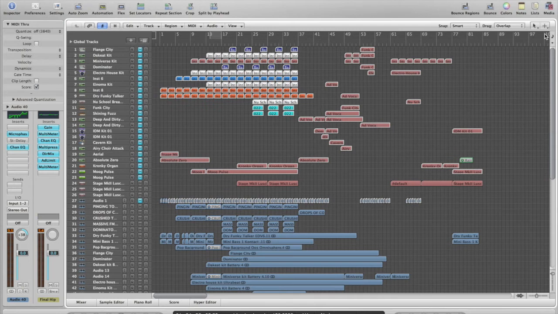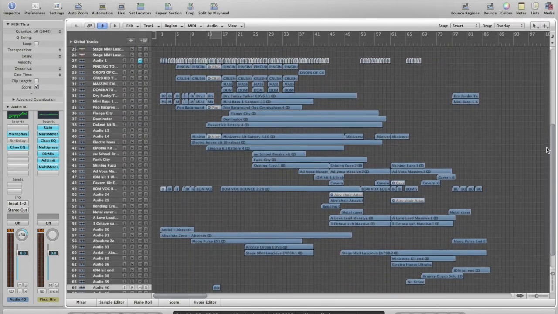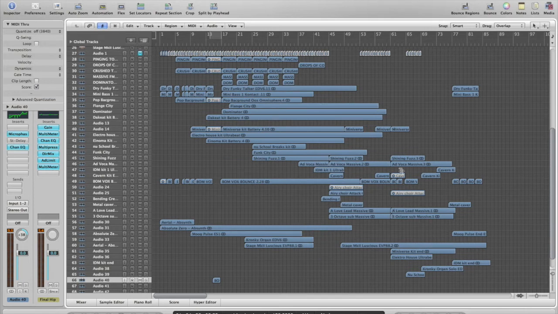Up here is all of the MIDI information. You may recognise the shape of the original arrangement. I have stretched it out and added some drums and some other parts. Okay, let's hit play and see what we've got.